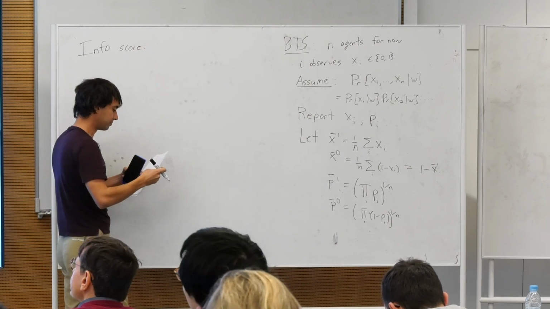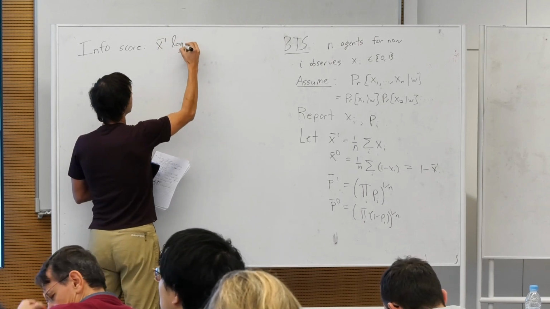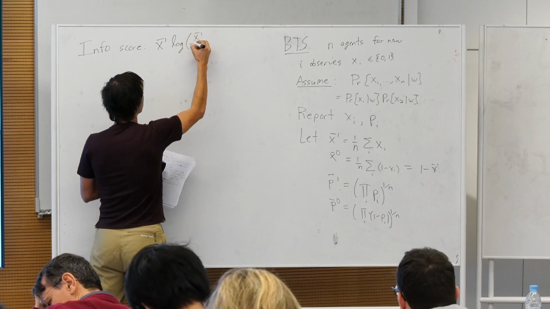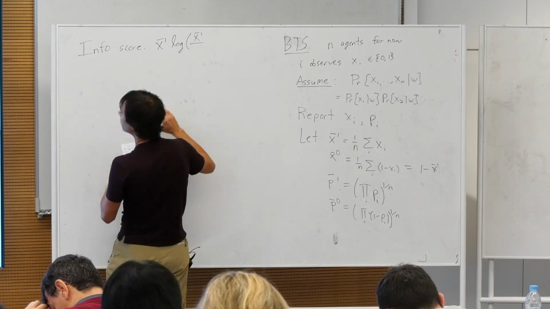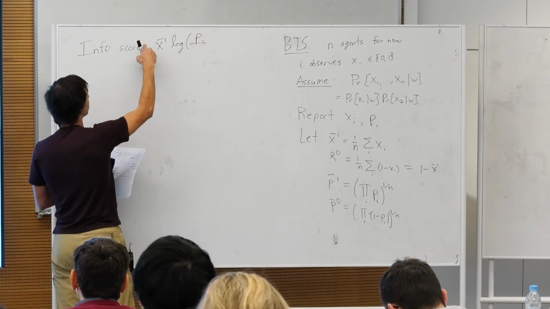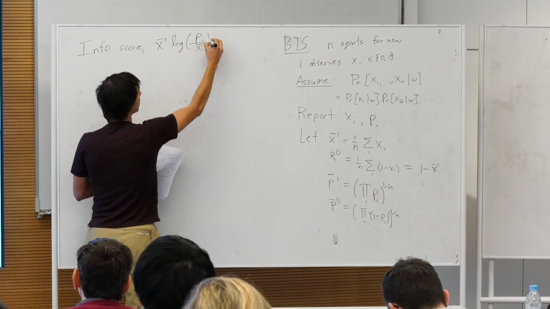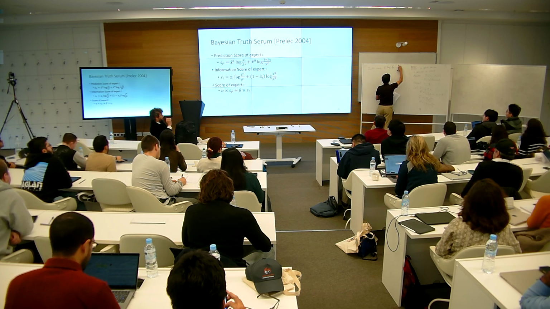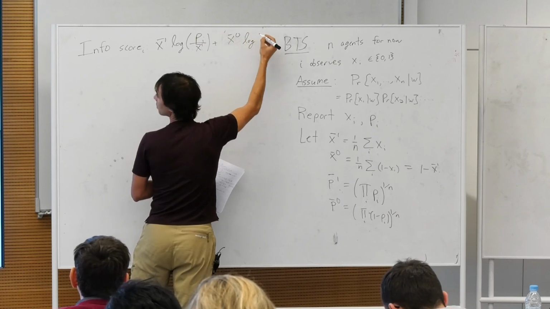So write it as written. x1 bar log x1 bar over your prediction. Oh, sorry. Yep, your prediction over x1 bar. So this is the information score for agent i. That's where agent i comes in. Their prediction p_i is getting plugged in right there. And then plus, well, we can do x2 bar, or x0 bar.